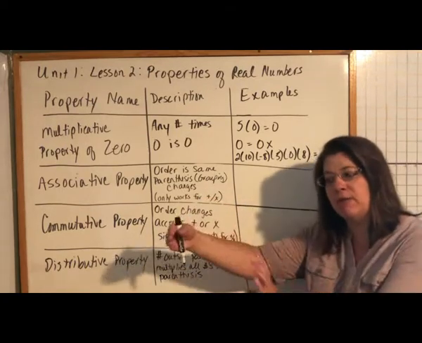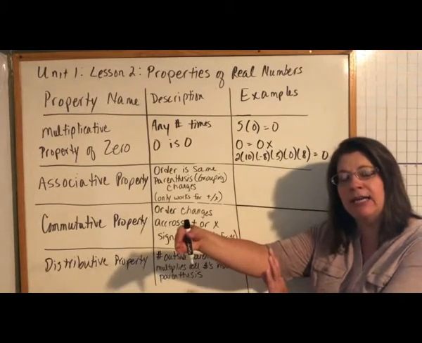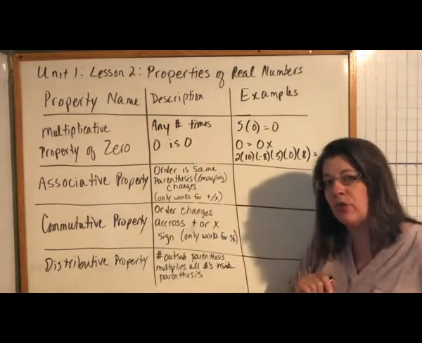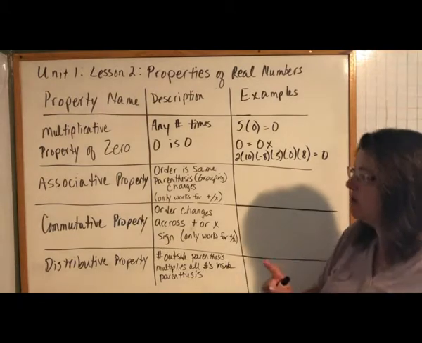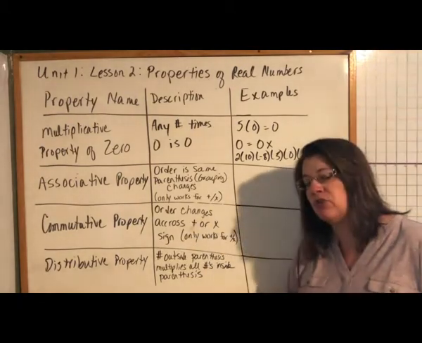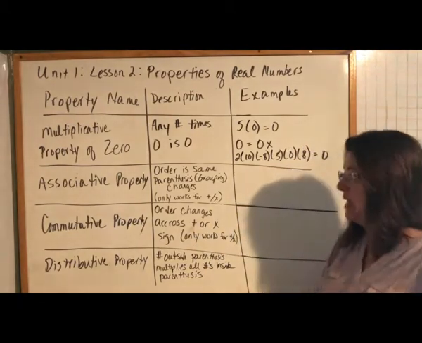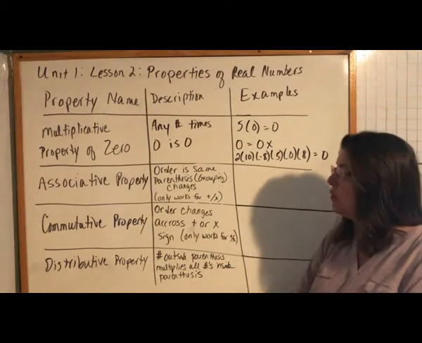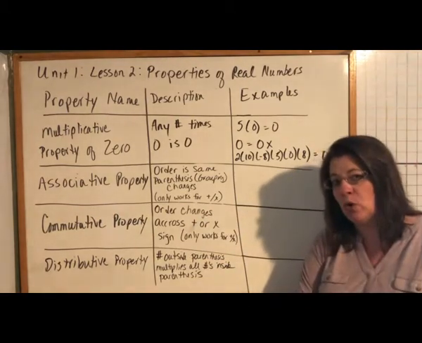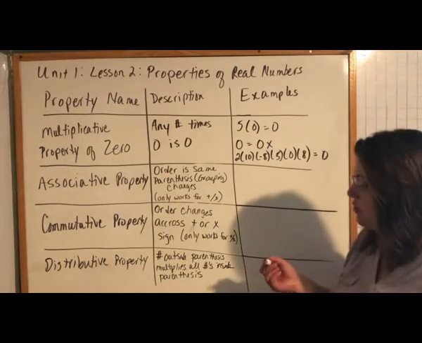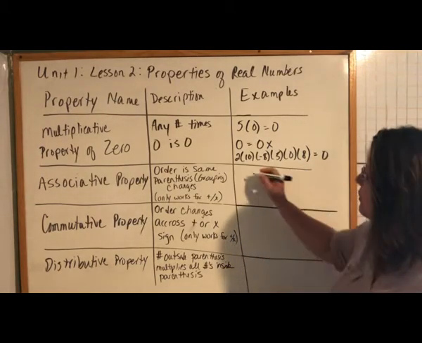Like the parentheses might be around the first two numbers on the left side, but then around the last two numbers on the right side. So if it's associative, the only thing that's going to change is where the parentheses are located. And the associative property only works for addition and multiplication. It won't work for any other operation. So an example of that, and I'll just do a real simple one.